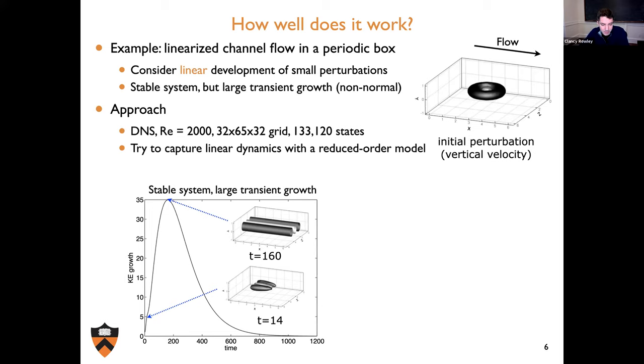Okay, so that's how this resolvent analysis works. It's just linearization and then looking at singular values and singular vectors. And this has been used very effectively. Two of the main references are down below.